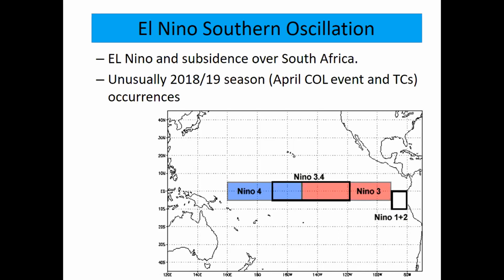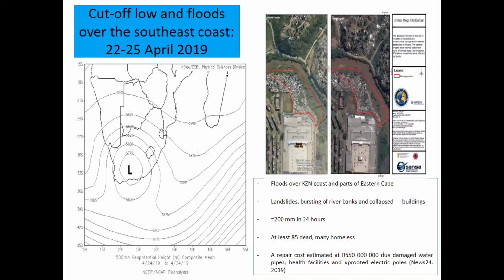So the 2018-2019 season was unusual, in that in April you had a cutoff low affecting areas in Durban, and you also had tropical cyclones forming. As you might remember, we had tropical cyclone Idai and also tropical cyclone Kenneth. And surprisingly, this was an El Nino. So this leaves a gap, a discussion in terms of a research question, exploring more about this. I would leave that open and say 2018-2019 was an unusual season, leaving a gap for such.